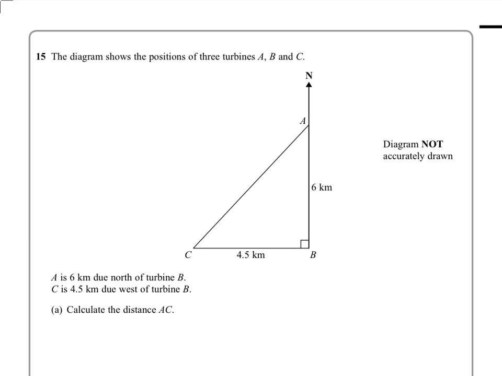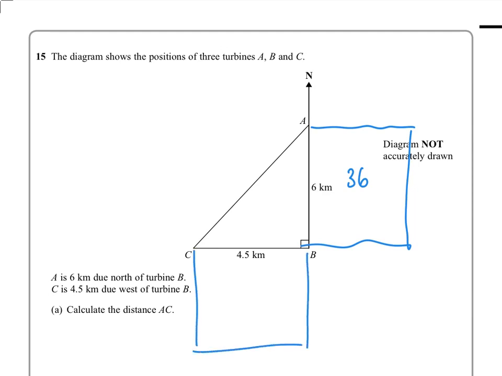Well, in this question, you've got a diagram that shows the positions of 3 turbines at A, B and C. And it says A is 6 kilometres due north of B, C is 4.5 due west of turbine B. Calculate the distance of A to C. Well, if this is not Pythagoras, I don't know what is. So we would have a situation where we'd want the area of here, which would be 36, and then the area here, which is 4.5 squared, that's 20.25. Of course, you can do this on your calculator, okay?